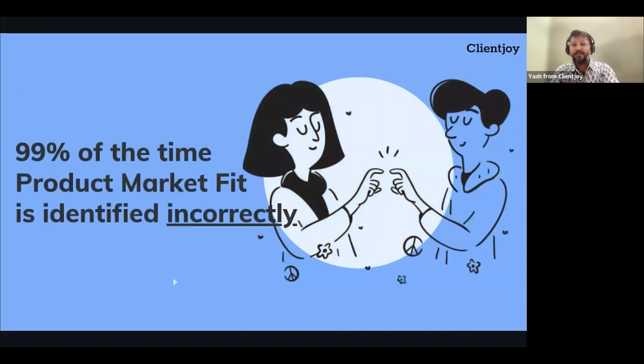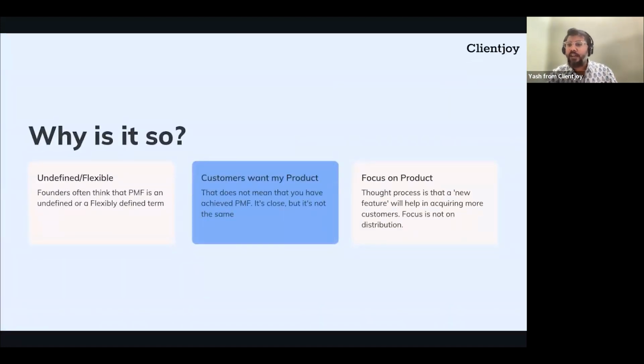99% of the time is what I've seen, and I've made this mistake a lot of times as well, product market fit is identified incorrectly, right? A large number of people will think that they have already achieved PMF, but it is not the case. The reason that happens is because it's a very loosely defined term. It's not properly defined, it's fairly flexible. So a lot of times PMF is confused with: my customers want my product.